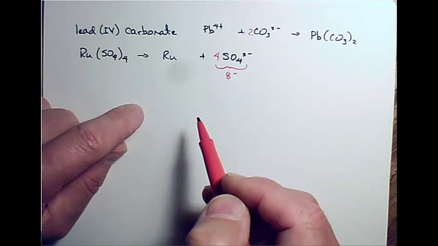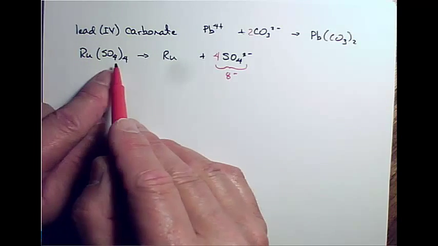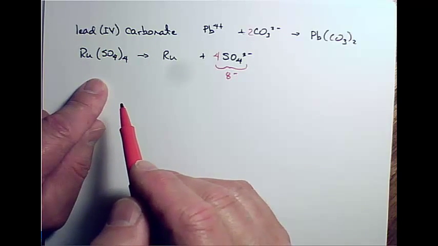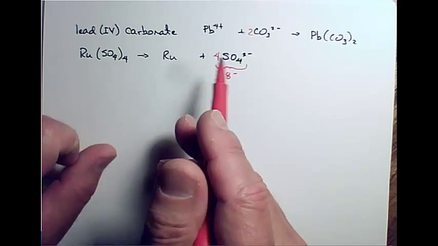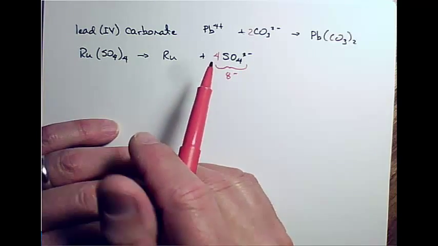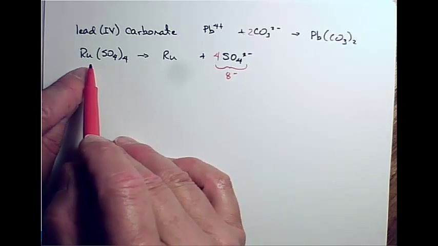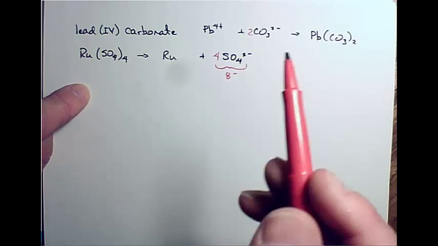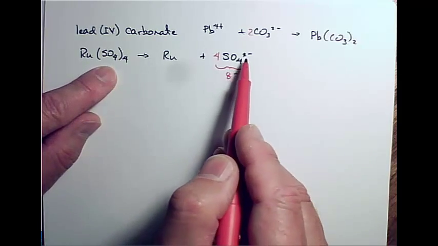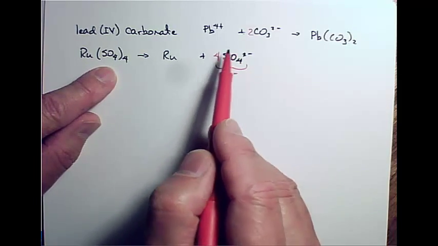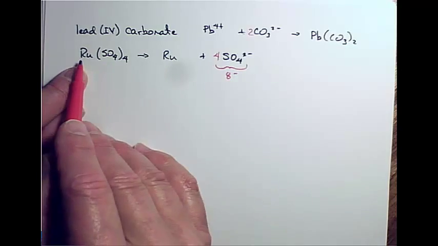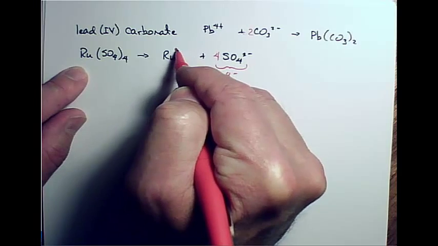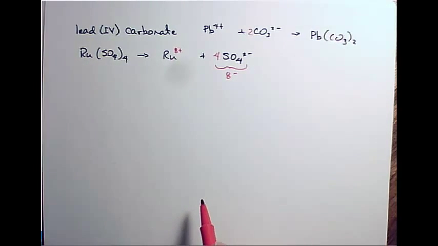So this 4 right here means there are 4 sulfates in this formula. If I were asking you to give me the name of this, then I would be giving you the formula first, depending on the problem. Now, if I have a charge of 8 represented by these 4 particles, what charge does this 1 ruthenium have to have? 8 positive. Very good. It has to be not just 8, but 8 positive.